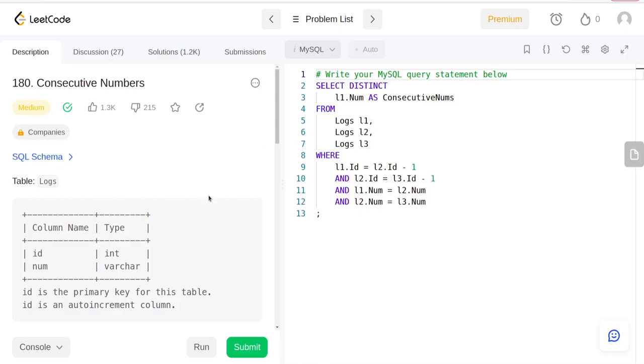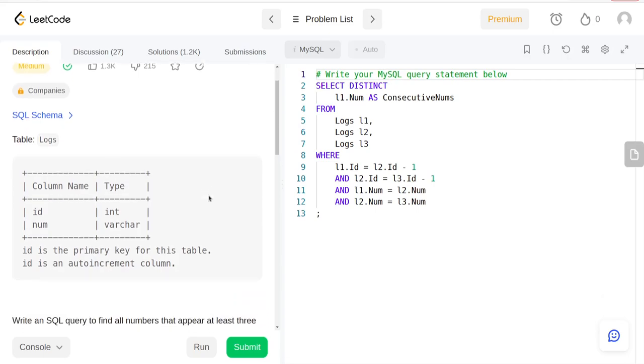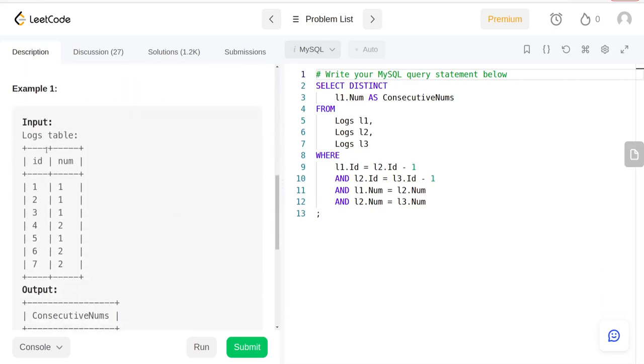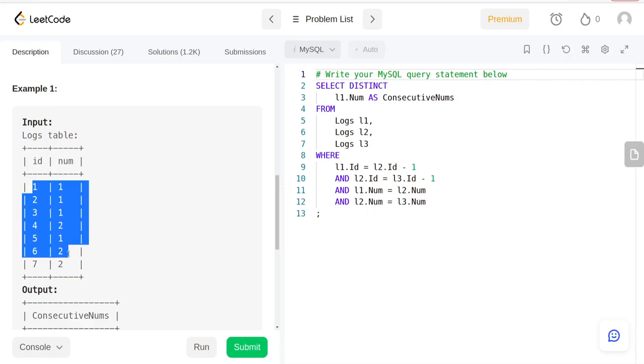In this video, we're going to be covering another SQL question. This is Leetcode question number 180, consecutive numbers. So we have this table called logs. These are the IDs and these are the numbers.